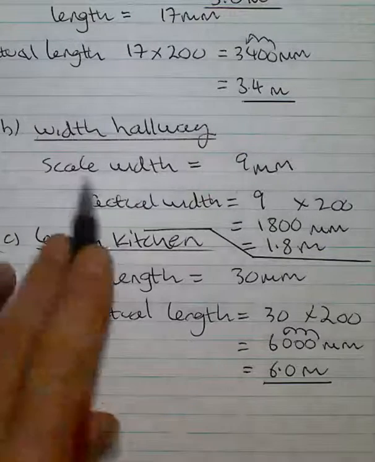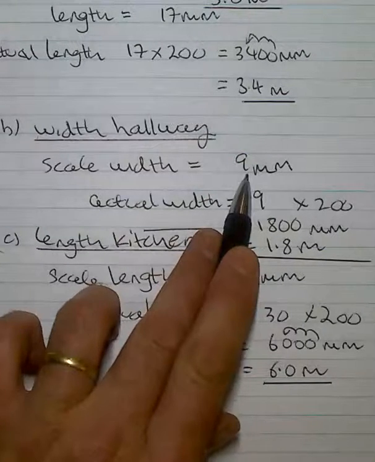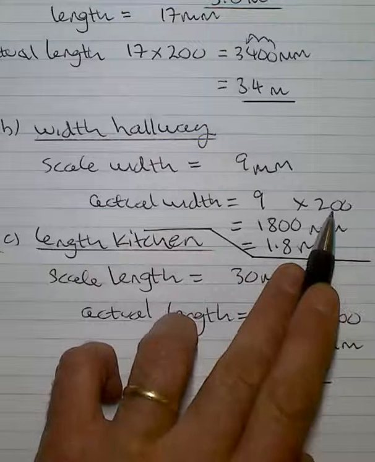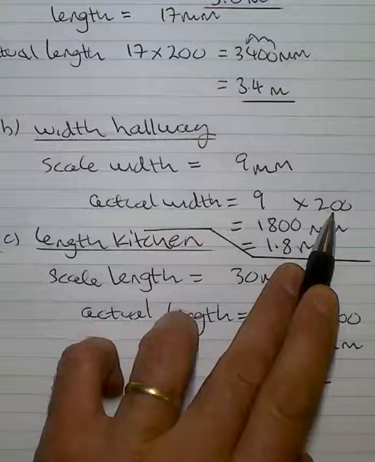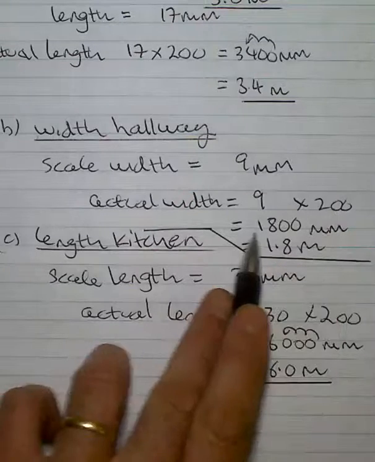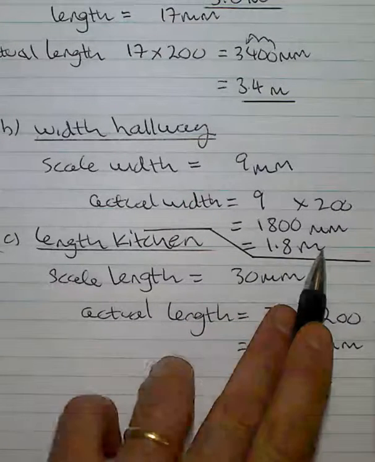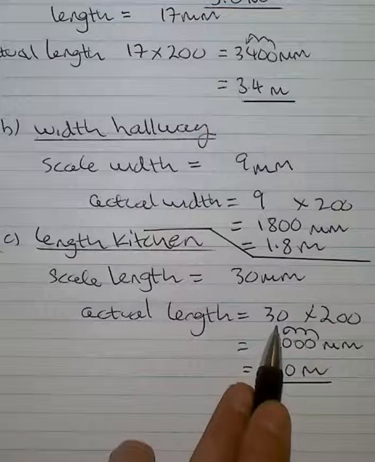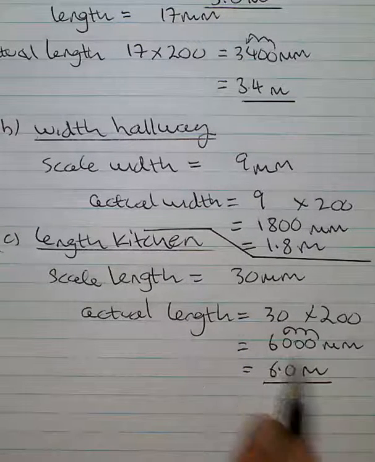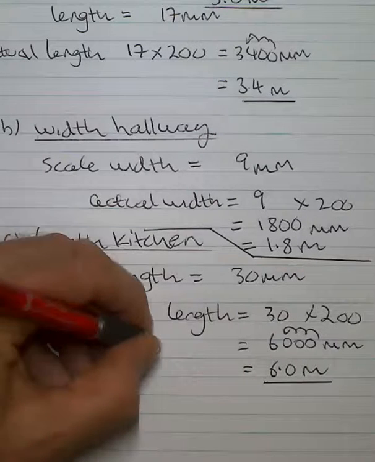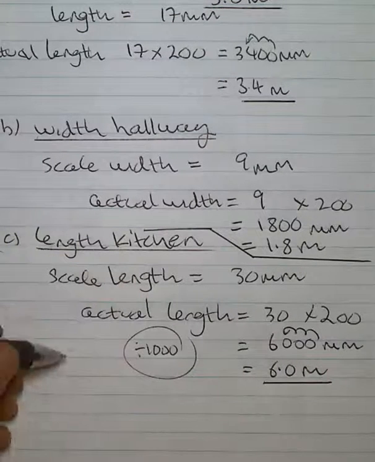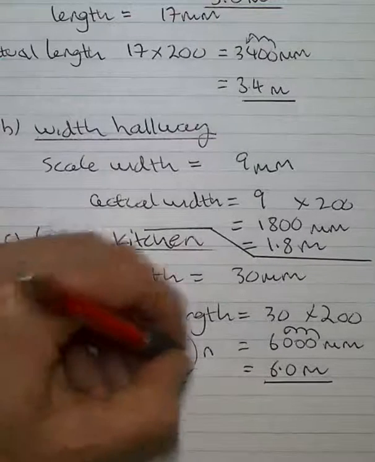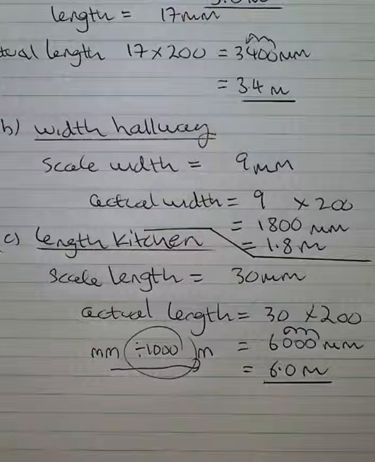Working those through, I've got my scale width of 9 millimetres for the hallway. The actual width is 9 times 200. Each measurement from the diagram is a 200th the size, so I'll multiply up by 200, 1800 millimetres, 1.8 metres. The length of the kitchen, I measured that at 30 millimetres, so 30 times 200, 6,000 mil. Now in the next instance, I've divided by 1,000 to go from millimetres to metres, as we did in an earlier unit, and that gives me 6 metres.